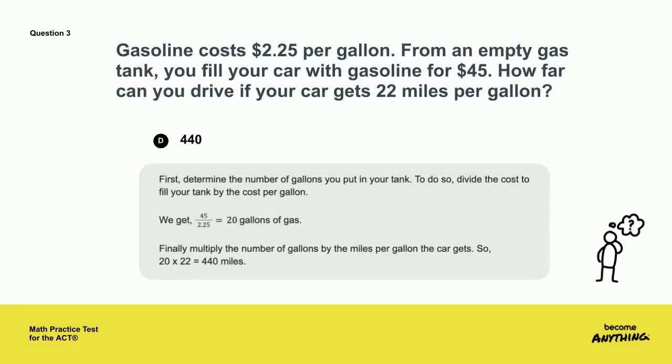First, determine the number of gallons you put in your tank. To do so, divide the cost to fill your tank by the cost per gallon. We get 45 divided by 2.25, which equals 20 gallons of gas. Finally, multiply the number of gallons by the miles per gallon the car gets. So, 20 times 22 is equal to 440 miles.